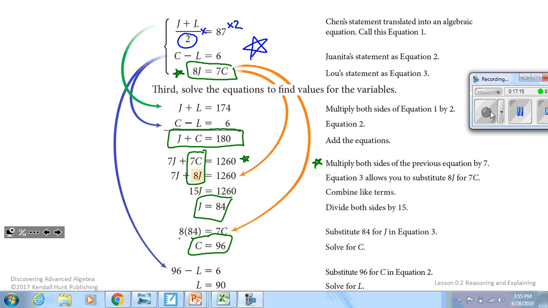And then finally at the end, probably our easiest one, I have C minus L equals 6. So I have Chen minus Lou equals 6. So 96 minus L equals 6. Again, if I go through and solve that, I'm going to get L equals 90 pounds. So Juanita leg pressed 84, Chen 96, and Lou 90.